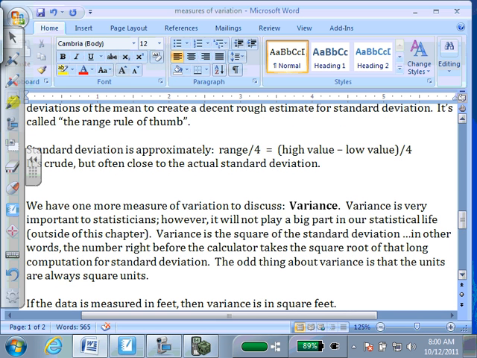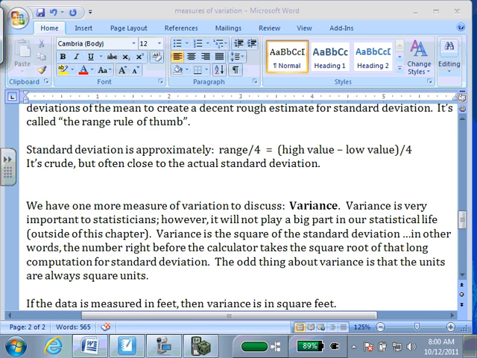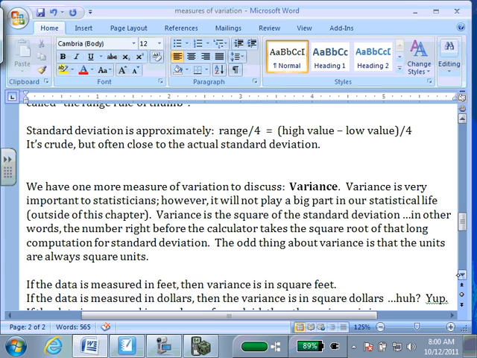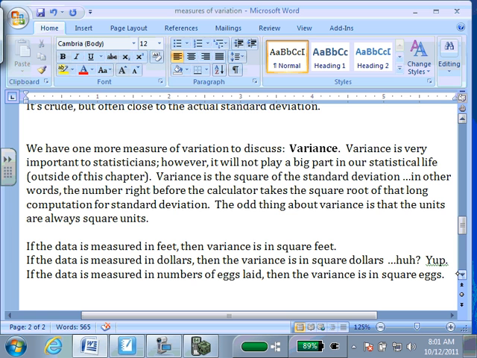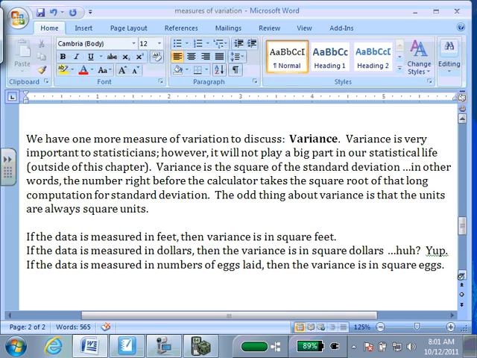The other thing we're going to talk about today is variance. Variance is important to statisticians. However, it will not play a big part in our statistical life outside of this chapter. Variance is the square of the standard deviation, in other words, the number right before the calculator took the square root. The most interesting thing to me about variance is that its unit is always square units. So if the data is in feet, variance is in square feet. If the data is in dollars, variance is in square dollars. Yes, that's right, square dollars. And if the data is number of eggs, then the variance is square eggs.